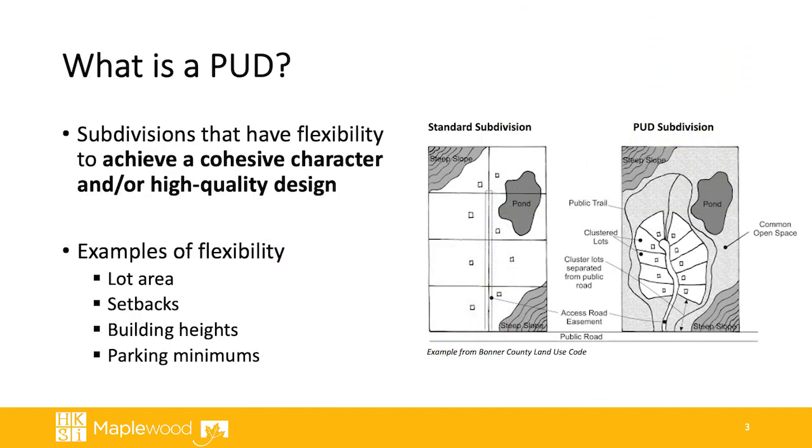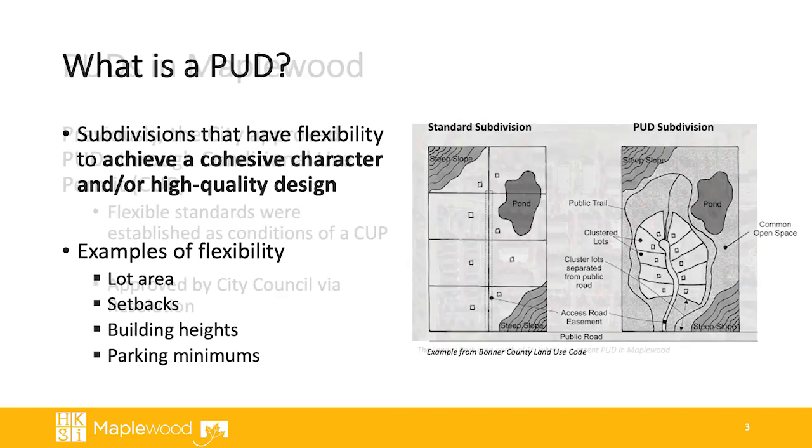On this slide, you can see two examples of PUDs that are in Maplewood, Legacy Park and New Century Townhomes. Planned unit developments are subdivisions that have flexibility when developed to achieve a cohesive character and/or high-quality design. Examples of flexibility are lot area, setbacks, building heights, and parking minimums. On this slide, you can see examples of a traditional subdivision of land and a PUD subdivision.